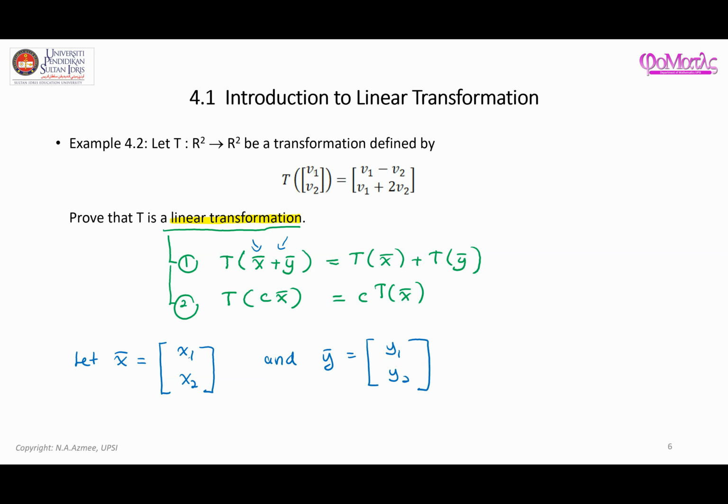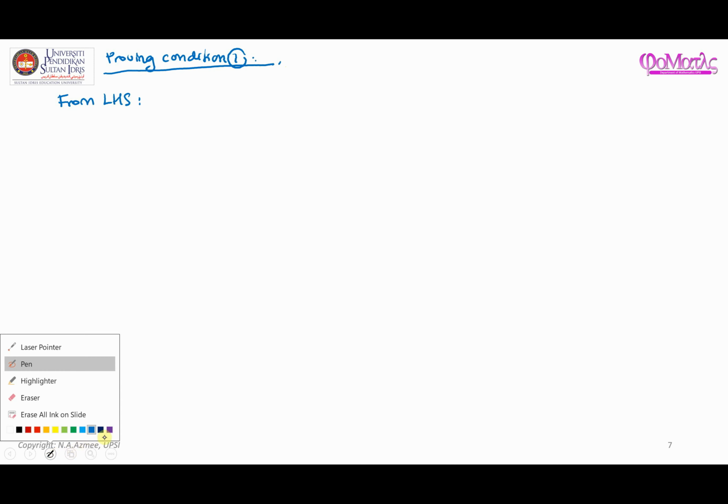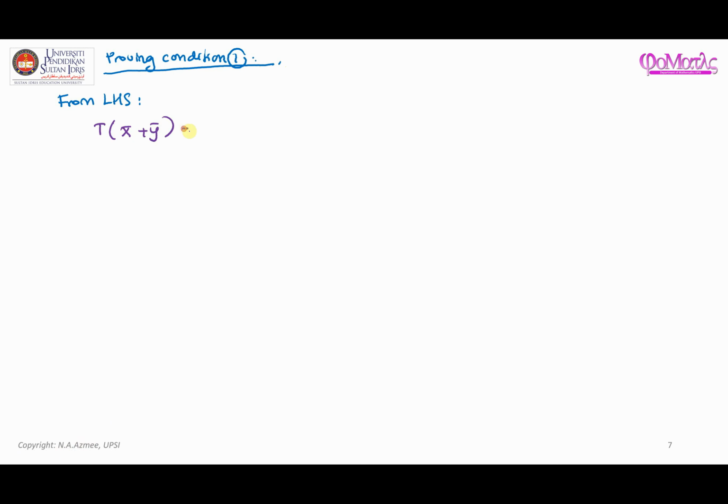And we're going to start with proving condition 1. Okay, so here is some notation, proving condition 1, and I will start from the left hand side. So this is what I'm going to consider. So from the left hand side, we have T of x, so vector x and vector y, and this is equal to having T.